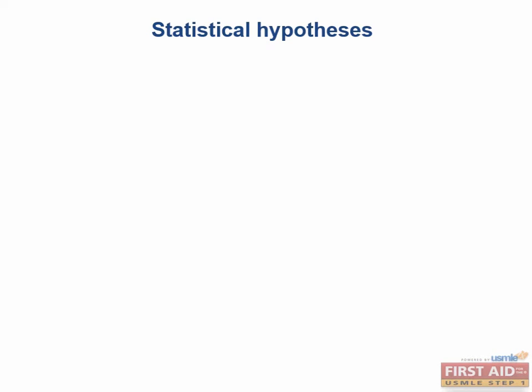Let's continue now with statistical hypotheses, which allow us to determine whether there is a statistically significant difference between two groups. The null hypothesis is the hypothesis of no difference. For example, a medically relevant null hypothesis could be that there's no difference in disease occurrence of two groups in which one group has a certain risk factor of interest. That is, there's no association between the disease and the risk factor of interest in the population.